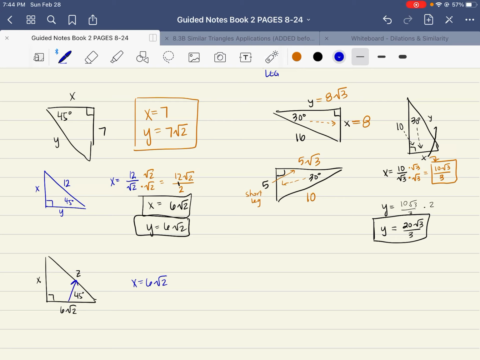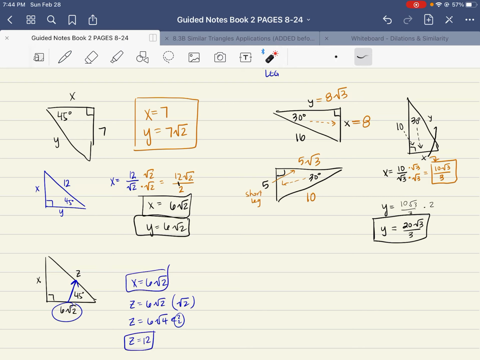And then remember, z is square root 2 bigger. So if I wanted to find z, I would take 6 square root of 2 and multiply it by square root of 2 because it's going towards the hypotenuse. So z would be equal to 6 square root of 4, or in other words, that's just 2. So z is equal to 12. So you can see how it will go both directions, whether I know this is 12 and I'm headed back to the legs, or if I know the leg and I'm headed to the hypotenuse.